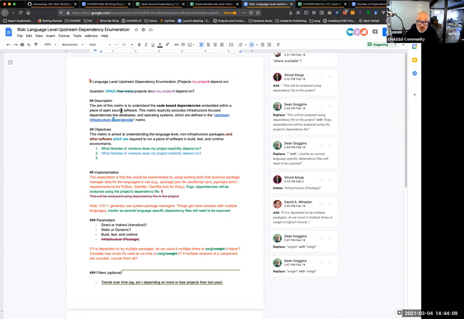But the description of understanding the code-base dependencies embedded in a piece of open source software is important. There was some debate about whether or not we should exclude infrastructure-focused dependencies. I think at the time, although all this is flexible, we agreed that it was more like upstream infrastructure dependencies than a software dependency, or it exists at deployment or runtime, not necessarily at development time.